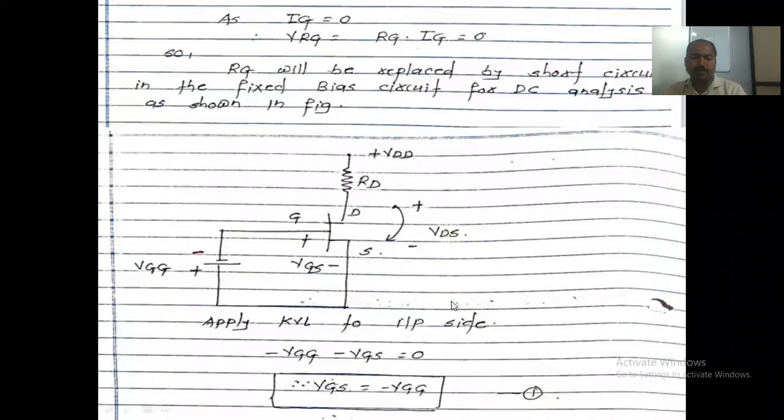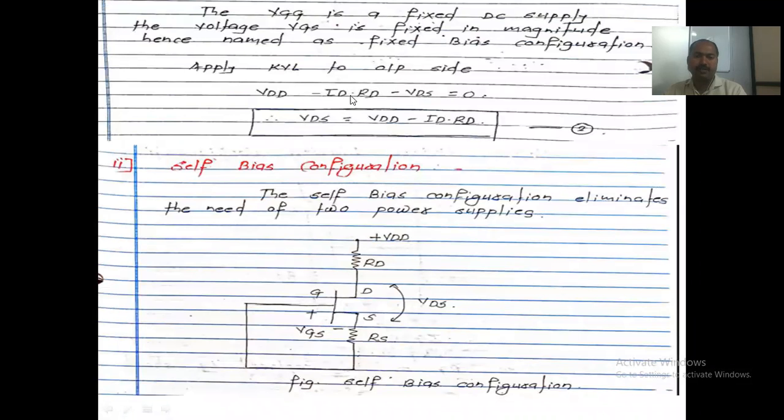Now let us calculate the output side. Applying KVL to the output side, starting with VDD, we get plus VDD, then the current flowing through RD is ID, so minus ID into RD, and minus VDS. So VDD minus ID into RD minus VDS equals 0. Writing this in terms of VDS, VDS equals VDD minus ID into RD. This is your output equation.